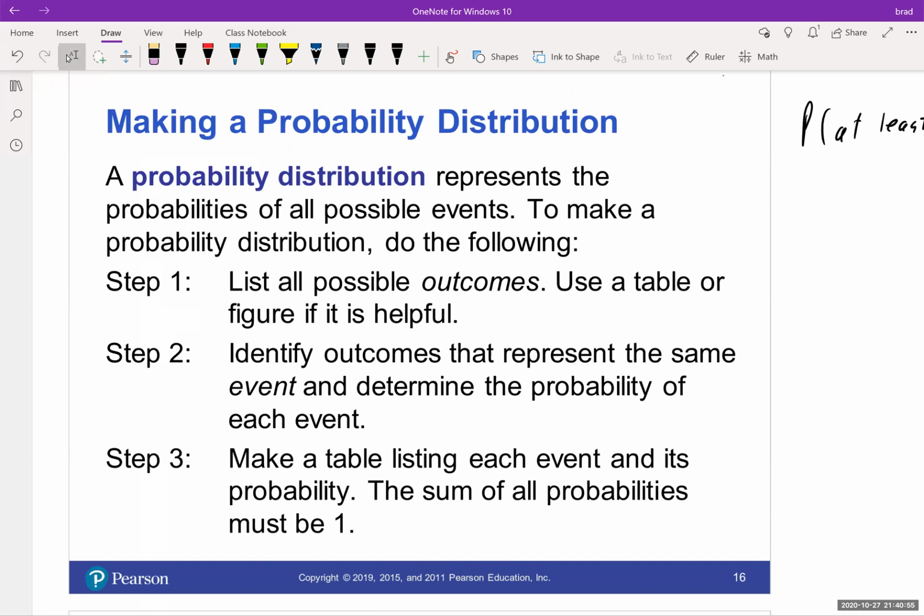A probability distribution represents the probabilities of all possible events. To make a probability distribution, do the following: list all the possible outcomes, use a table or figure if it is helpful, identify the outcomes that represent the same event and determine the probability of each event, and make a table listing each event and the probabilities. The sum of the probabilities must equal 1.